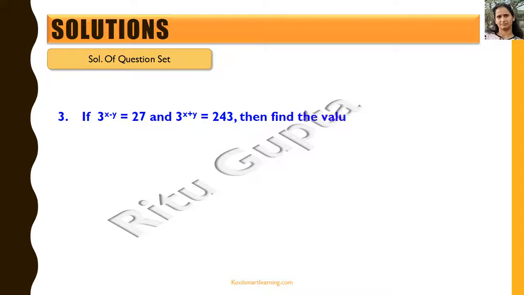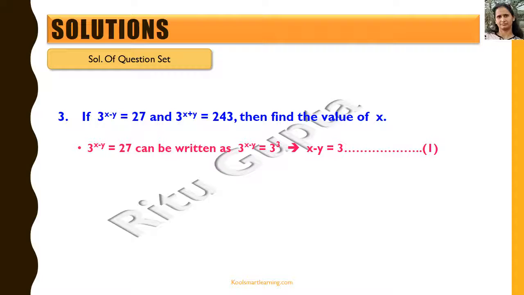Let's now look at the third question. It says if 3 raised to power x minus y is 27 and 3 raised to power x plus y is 243, we need to find out the value of x. So now let's first, in the first given thing, take the right hand side and write it as an exponent. Since 27 is 3 raised to power 3, we rewrite it as 3 raised to power x minus y is equal to 3 raised to power 3. So that gives us x minus y is equal to 3.